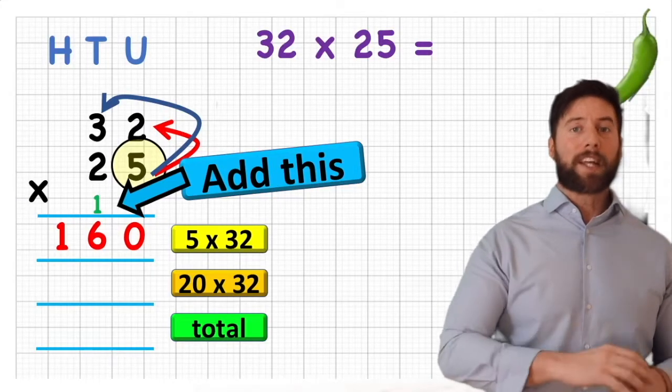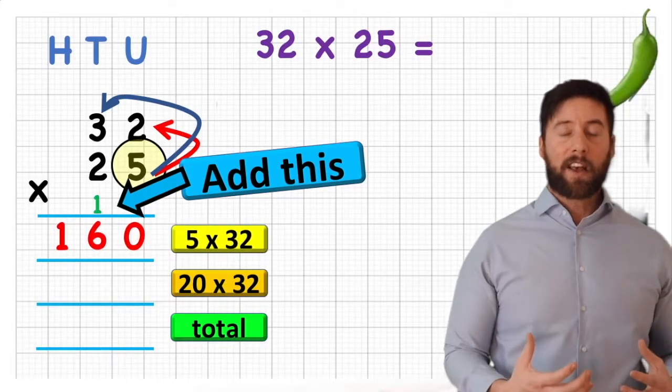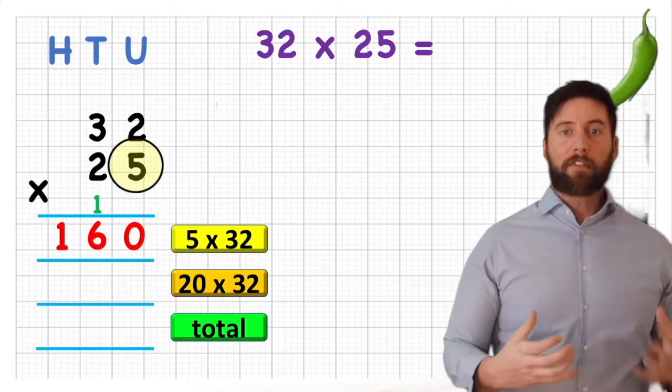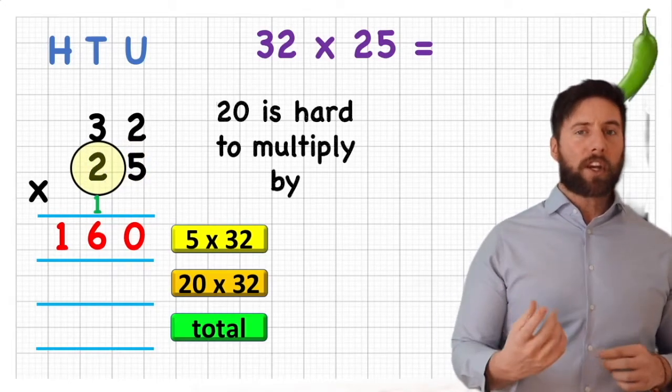So 15 plus 1 is 16. So the answer to 5 times 32 is 160. Okay? So, good. We've done that first row. Now I'm going to do 20 times 32, but I don't want to look at it as a 20.